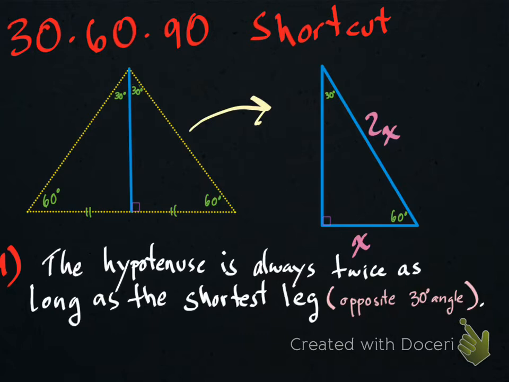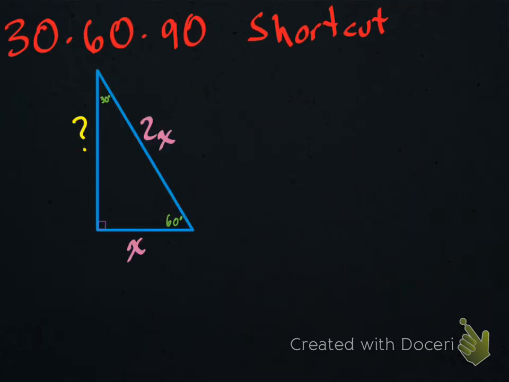The hypotenuse of a 30, 60, 90 is always twice as long as the shortest leg. That shortest leg, again, is opposite the 30-degree angle. So check out that picture there for a second. Make sure that you can understand where all that stuff comes from. Well, what about the third side, though? The third side, or the longer leg, the one that's opposite the 60-degree angle, how do we write an expression for that? Well, let's take a look here.